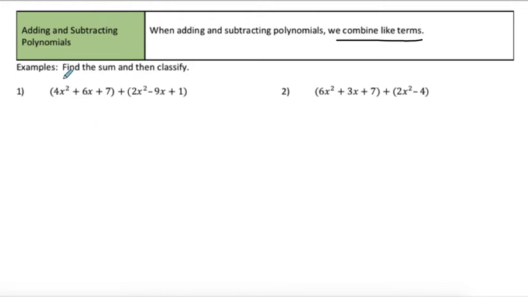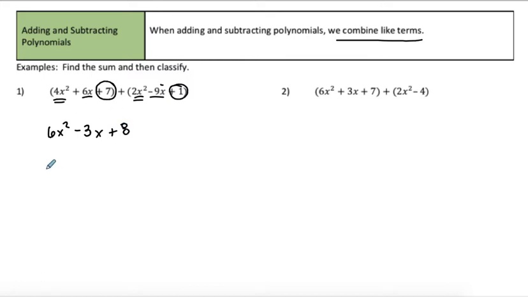So our first polynomial is 4x squared plus 6x plus 7 plus this polynomial, which is 2x squared minus 9x plus 1. When we're adding, we essentially ignore the parentheses here and combine like terms. So I have x squared, I have x, and I have a constant. So I can combine 4x squared plus 2x squared, 6x minus 9x, and 7 plus 1 is 8.